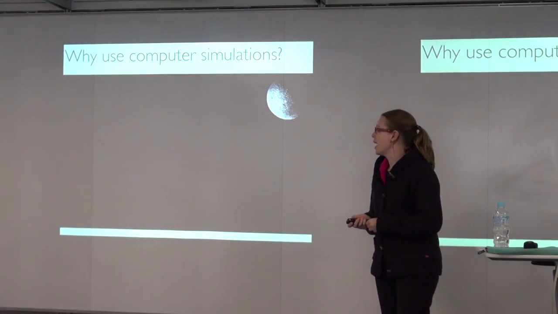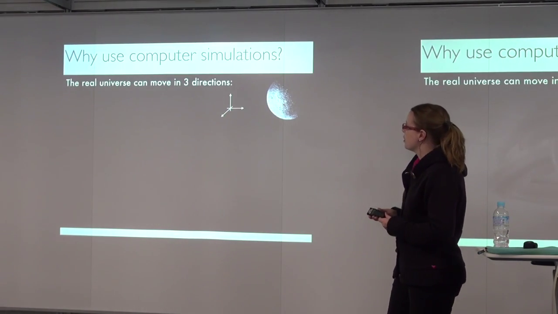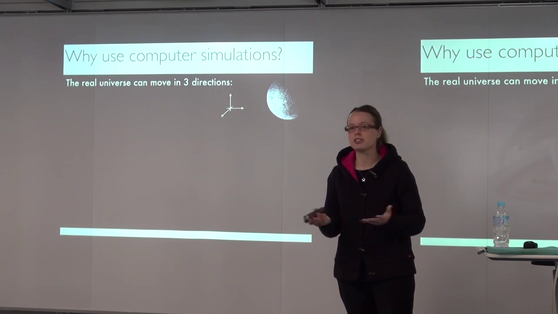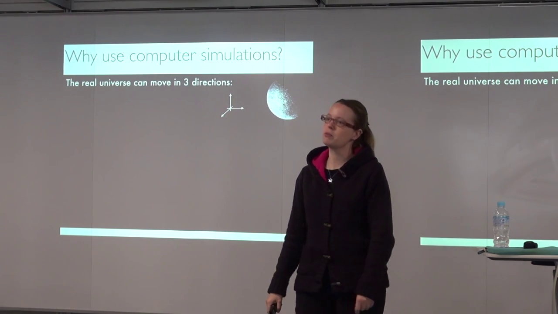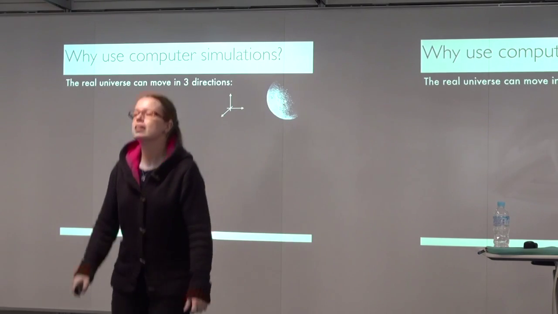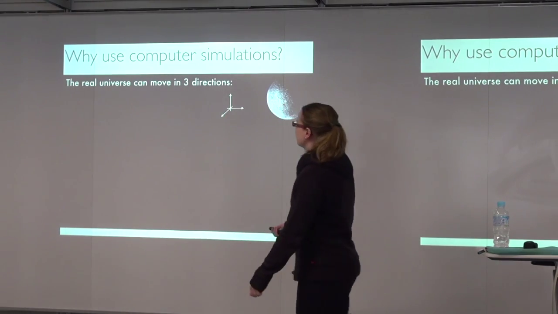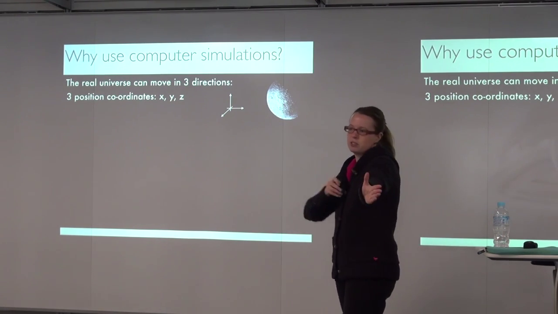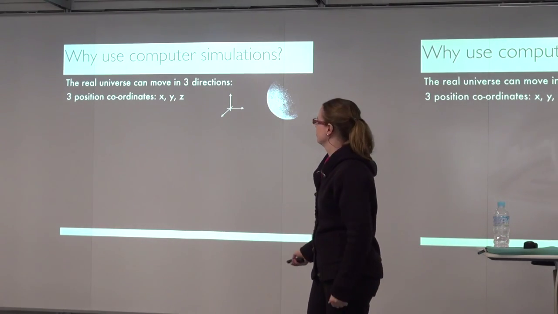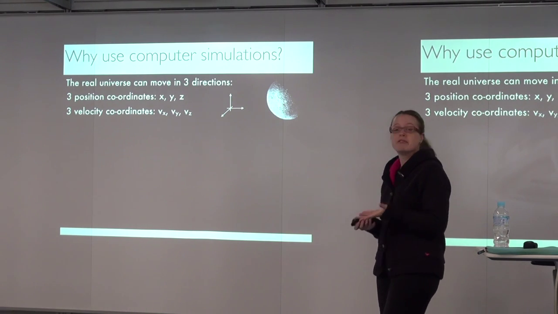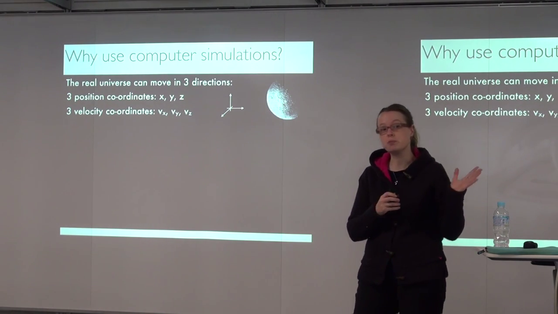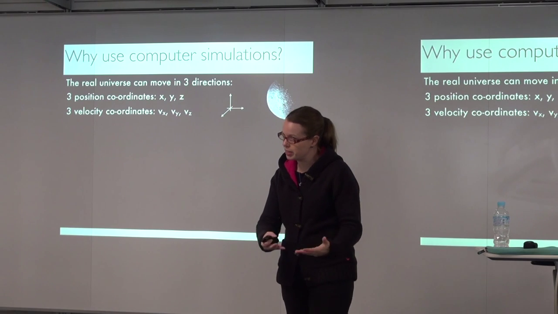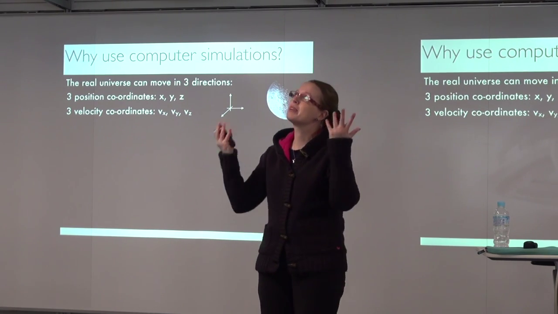The other problem we have is that the universe can move in three directions. Obviously, right? I can move this way, I can move this way, and I can move up. And so I have three position coordinates, x, y, z. I also have three velocity coordinates, because I have my speed in this direction, my speed in that direction, and when I jump, my speed upwards.